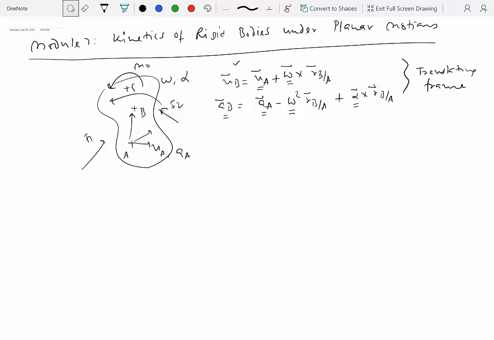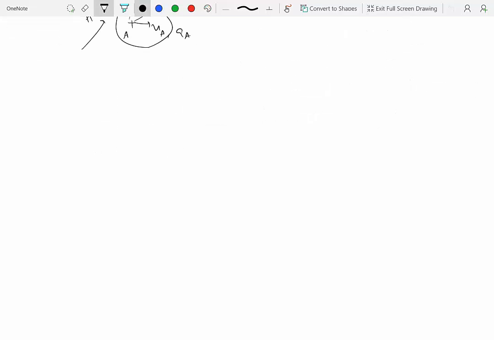So those are the kinds of questions that we will be answering in this particular module. Just as we had relationships for the kinetics of particles, we also have kinetics relationships for rigid bodies moving in a plane and even in space. So let's do a quick recap for the particles.